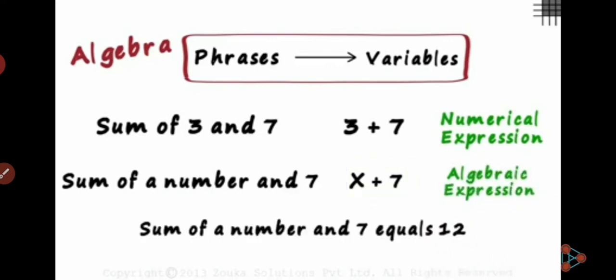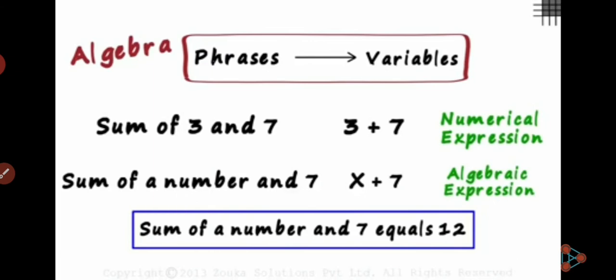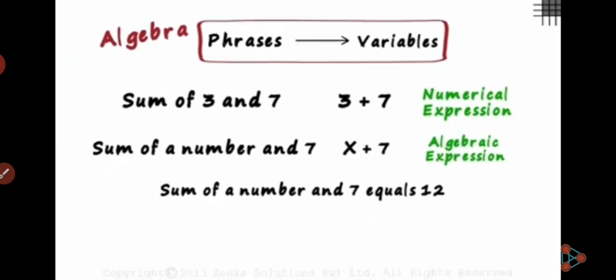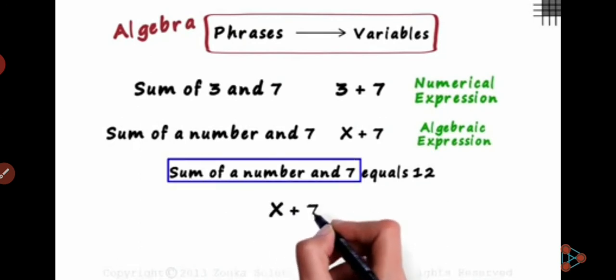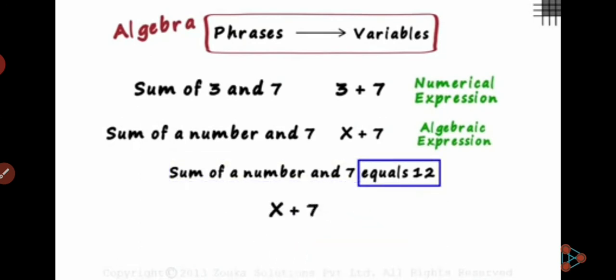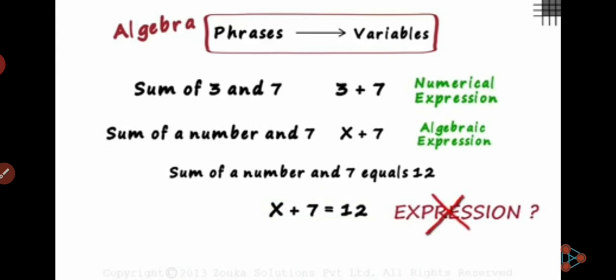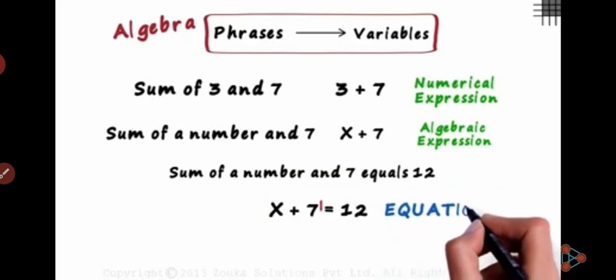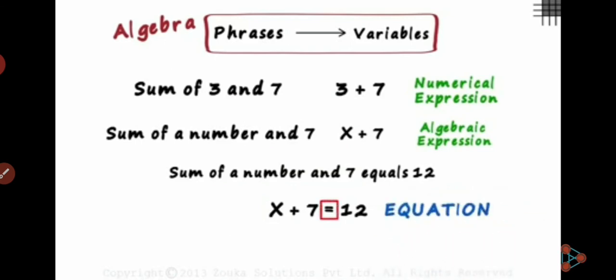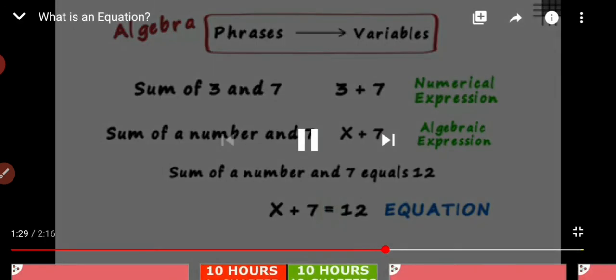Now look at this line: sum of a number and 7 equals 12. Now it gets interesting. Let's break it into parts. Sum of a number and 7 can be written as x plus 7, and equals 12. We wrote this phrase as x plus 7 equals 12. Is this an expression? No, that's not the case. This is called an equation since it has an equal to sign. It's called so because we are equating two sides, the left hand side and the right hand side.